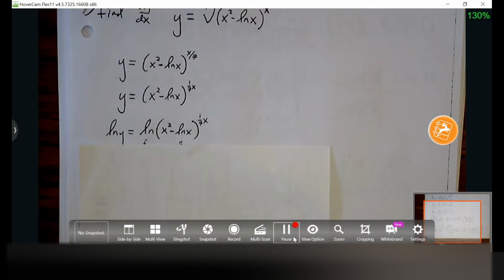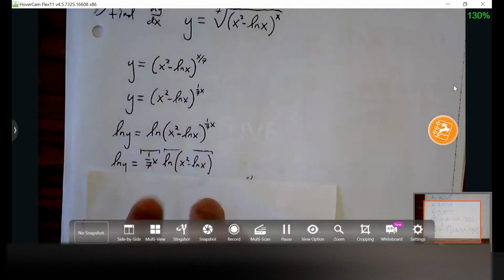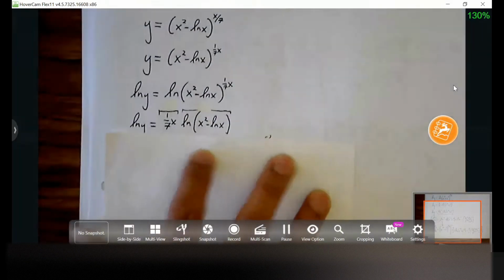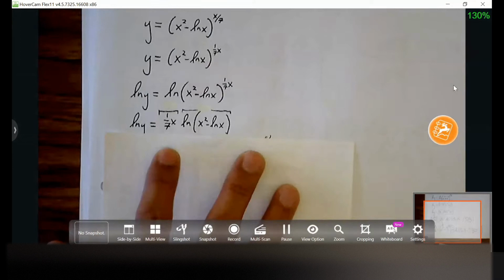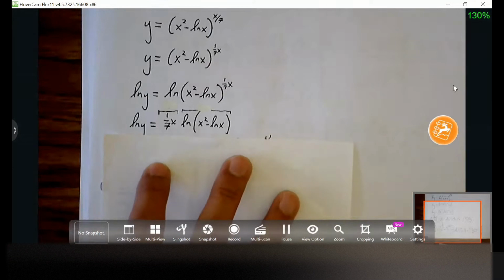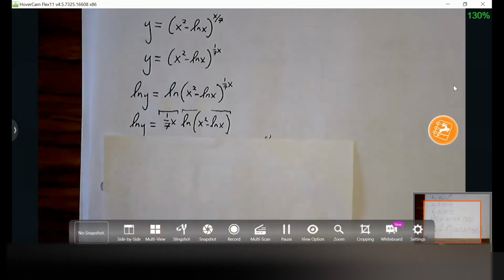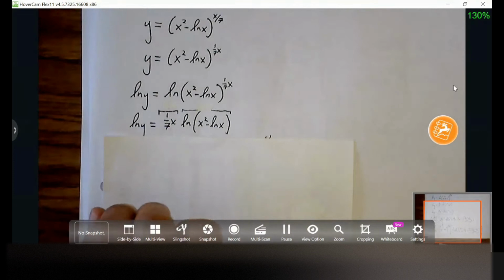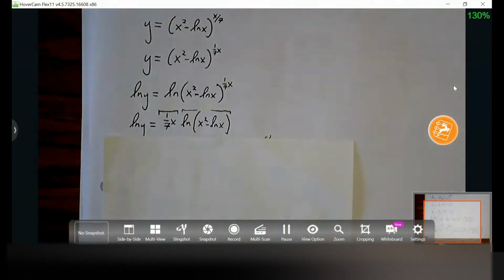So when that 1/7 x comes down, that is what our equation looks like. So how do we find the derivative from here? Do you do that third rule? Yes, that's part of it. Do you see anything else?